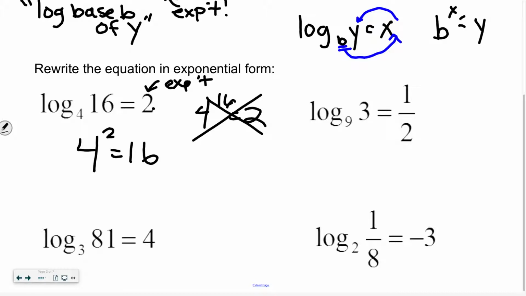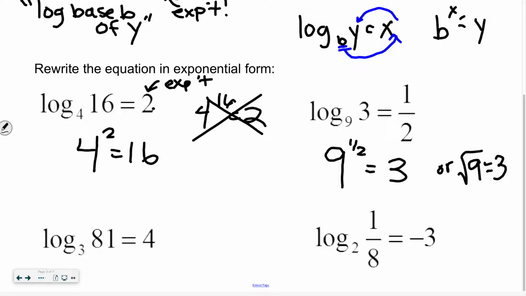Okay. So let's rewrite log base 9 of 3 equals 1/2. Base is 9. What's the exponent? 1/2. 1/2 equals 3. Does that make sense? 9 to 1/2 equals 3? Why? Oh, yeah. Raising something to the 1/2 is really a square root, isn't it? Okay, so that's good for us to know. So that's really saying the square root of 9 is 3, and we agree with that. That's a true statement.